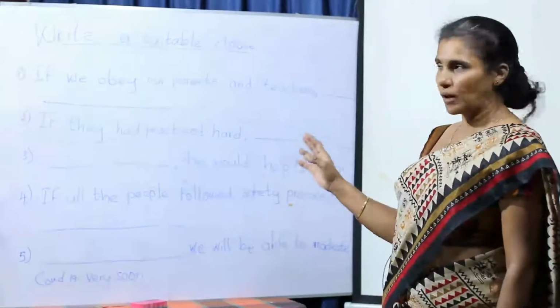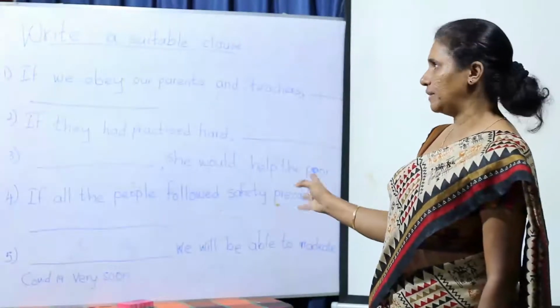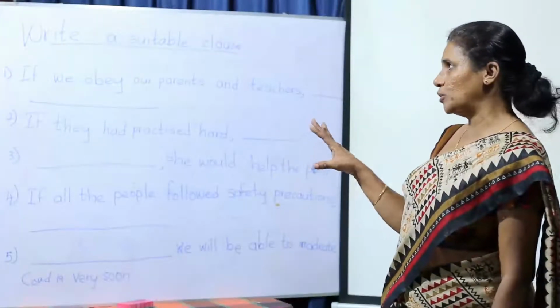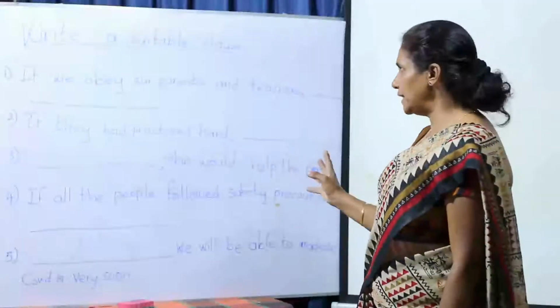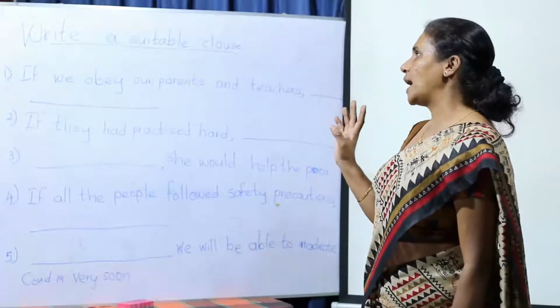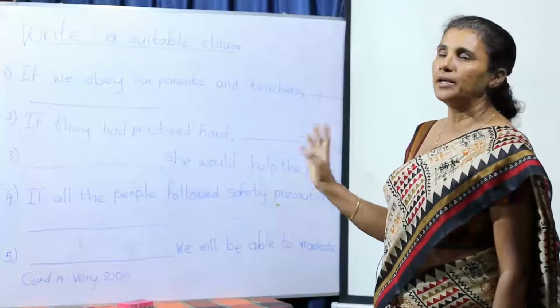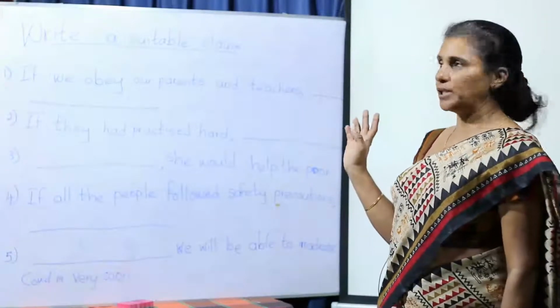First of all, you have to identify what type of if clause is being given. Either with the main clause or the if clause, you can identify the type of if clause, and then you have to build up the other clause. Either the if clause or the main clause should be built up by you. Right? See whether you can do this.